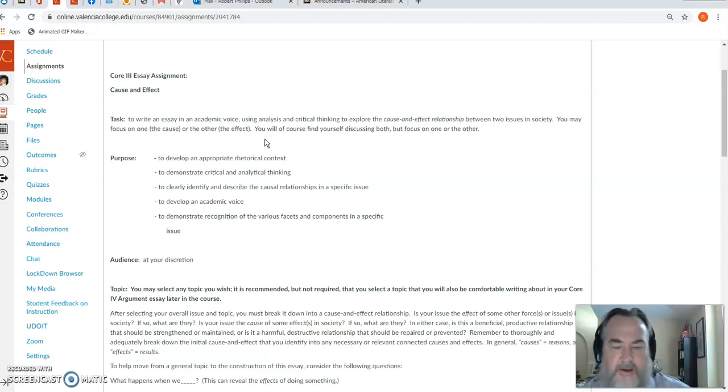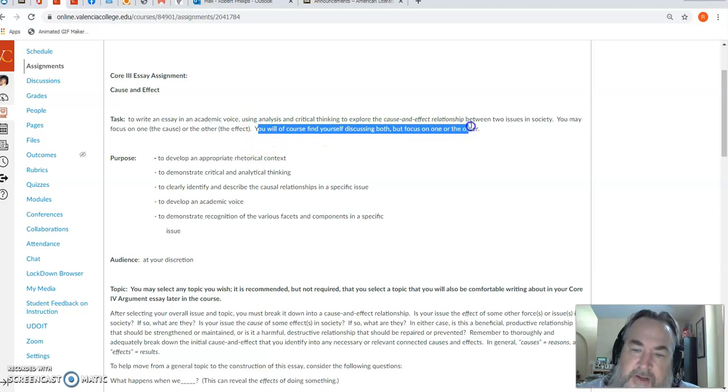It certainly could be done, but as I've said, relative to discussion posts, I'd rather have substance on one issue rather than lighter, lesser substance on multiple issues. So I think for this essay, it's much more preferable that you focus on the causes of something or the effects of something instead of trying to balance it out.